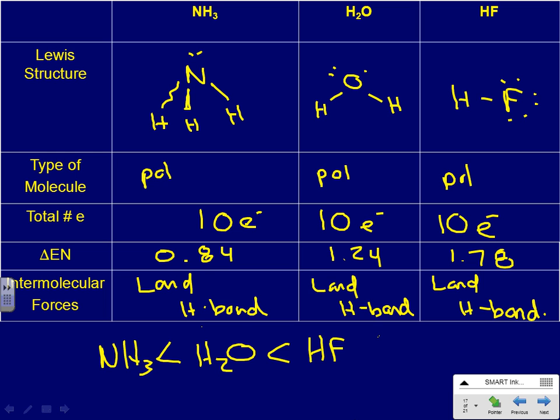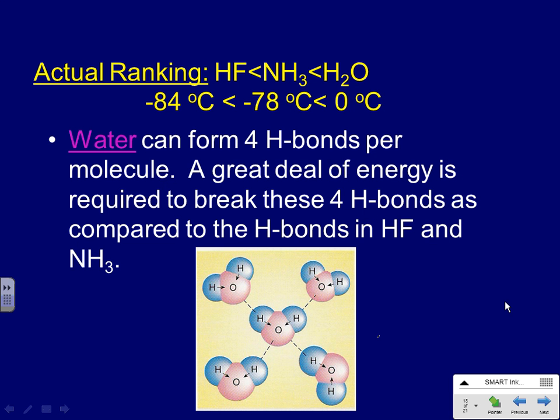And you don't have to write this down right now, but you are going to need to write this down, folks. It turns out that the actual ranking, when you actually look up those melting points and boiling points, has water as being the highest. It turns out that HF is actually the lowest, and the NH3 is in the middle. It's exactly opposite to what you'd think. And again, that illustrates that our simplistic representation is really just a very simplistic introduction.